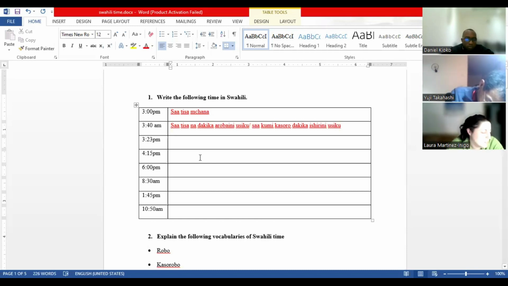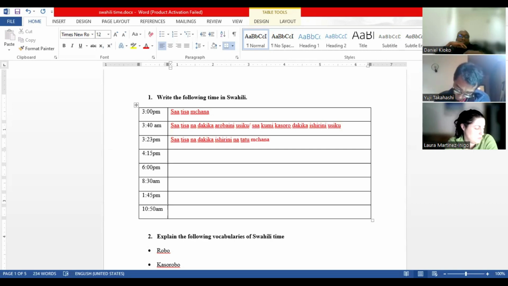Saa tisa dakika ishirini na tatu mchana. Dakika ishirini na tatu mchana. Nice. And this one will be just like that. When it's after half past, that is when you can say kasoro. And when it's on top of the time, and then when it's 15, robo, nusu, half past, and then now you start kasoro if you want, or you can just say dakika.